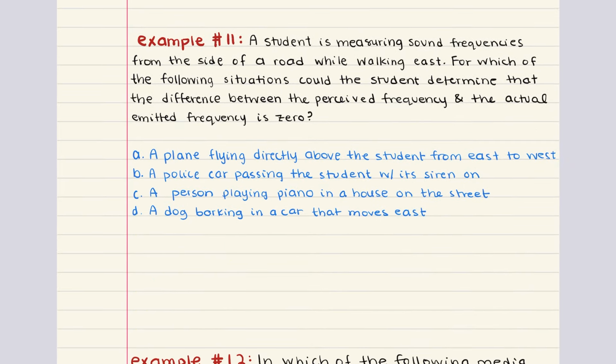Problem 11 says, a student is measuring sound frequencies from the side of a road while walking east. For which of the following situations could the student determine that the difference between the perceived frequency and the actual emitted frequency is 0? To answer this problem, we're going to need to consider the Doppler effect.